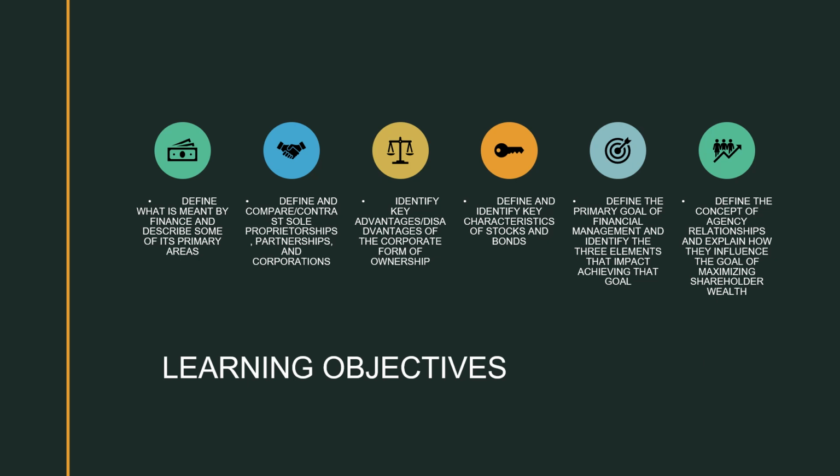Define the primary goal of financial management and identify the 3 elements that impact achieving that goal. And lastly, define the concept of agency relationship and explain how they influence the goal of maximizing shareholder wealth.